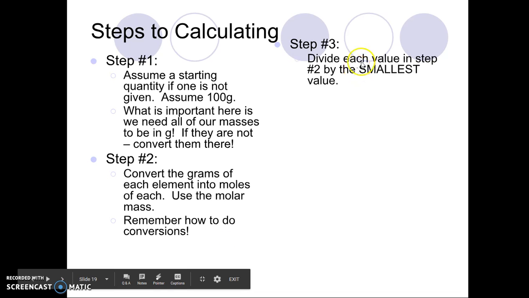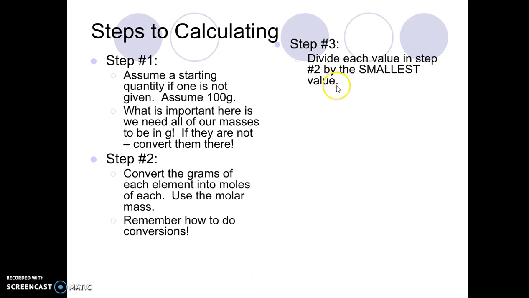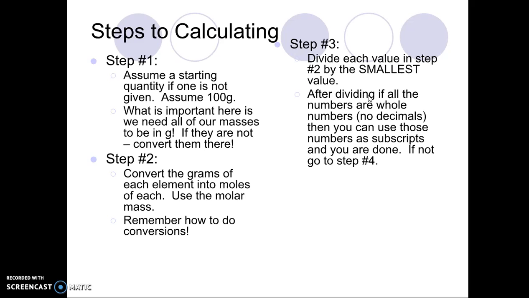Step number 3. This is probably the trickiest one to explain. You are going to have moles of A and moles of B. What you're then going to do is divide each value that you get in step 2 by the one that's the smallest. So if you get a value of 1.2 and a value of 0.9, 0.9 is the smallest. So you're going to divide everything by that value.